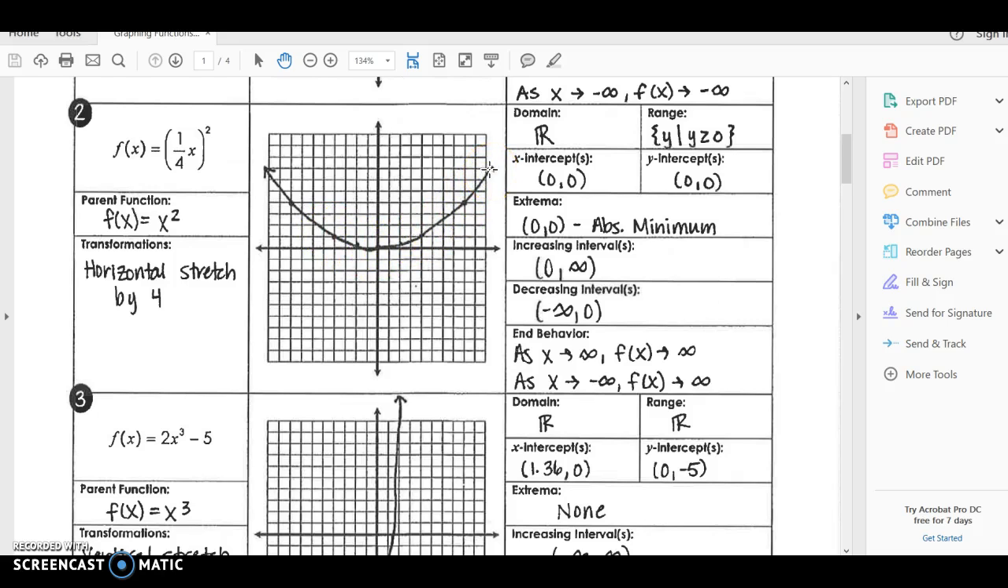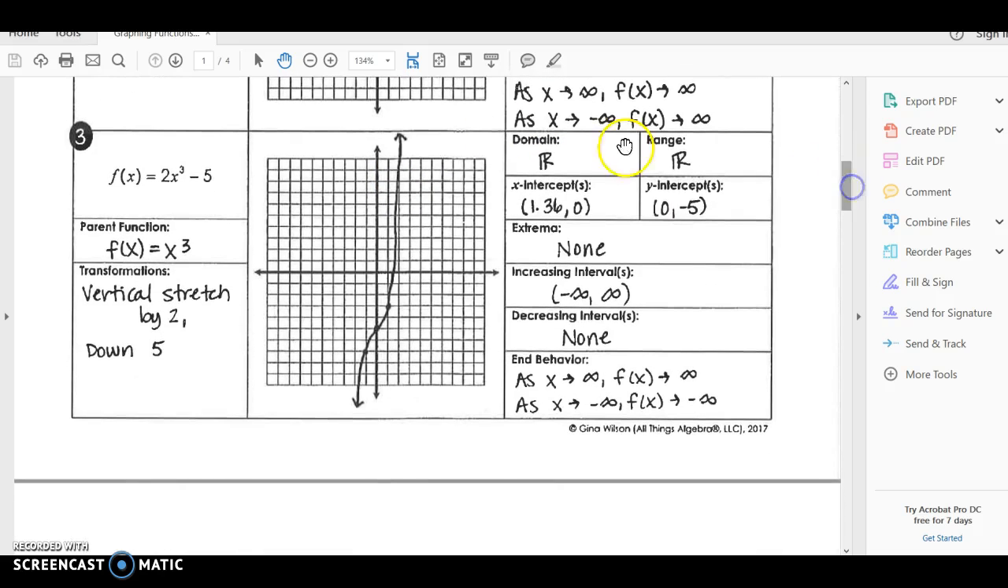And then everything else pretty much is the same. So it's just a horizontal stretch by 4. Remember, it's 1 over b. So this one is just a horizontal stretch of 4.